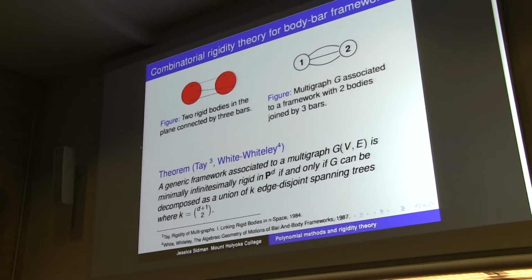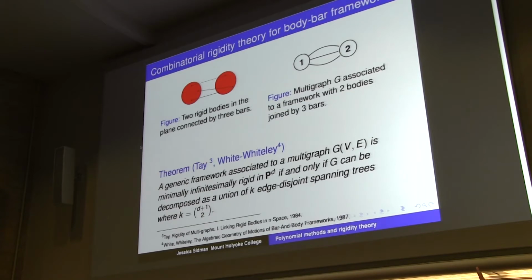And to do that, I'll need to restate this theorem. It turns out, due to theorems of Nash-Williams and Tutte, that the counting condition can be restated in terms of trees. So it's equivalent to saying that the multigraph G can be decomposed as a union of K edge-disjoint spanning trees. Okay? And so you can see up here it's trivial.